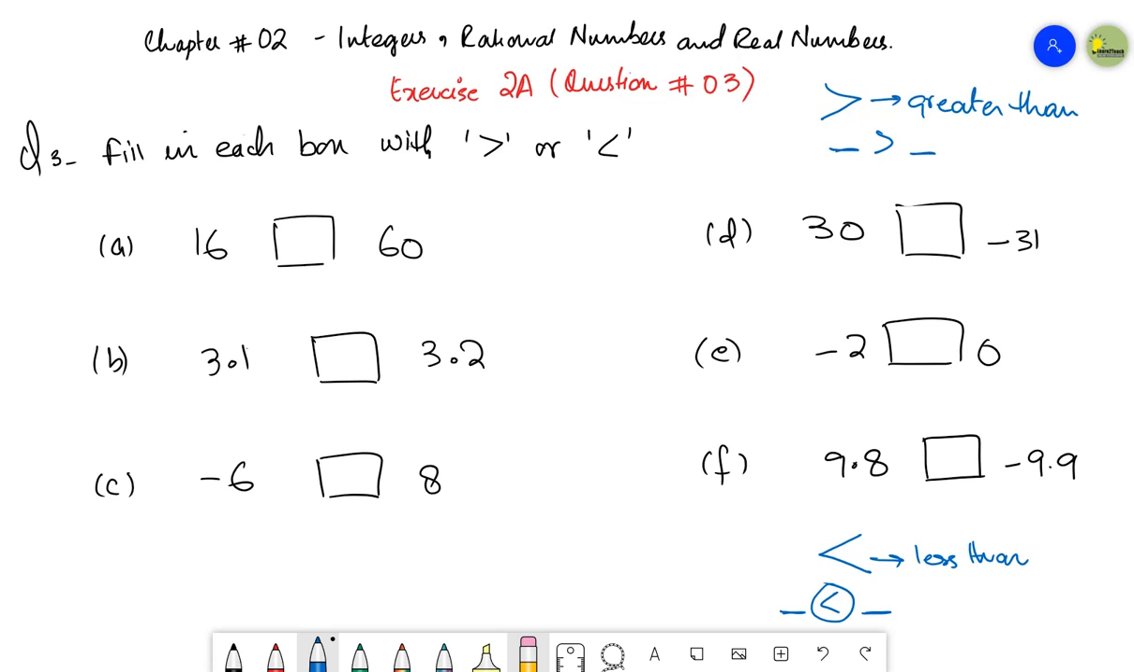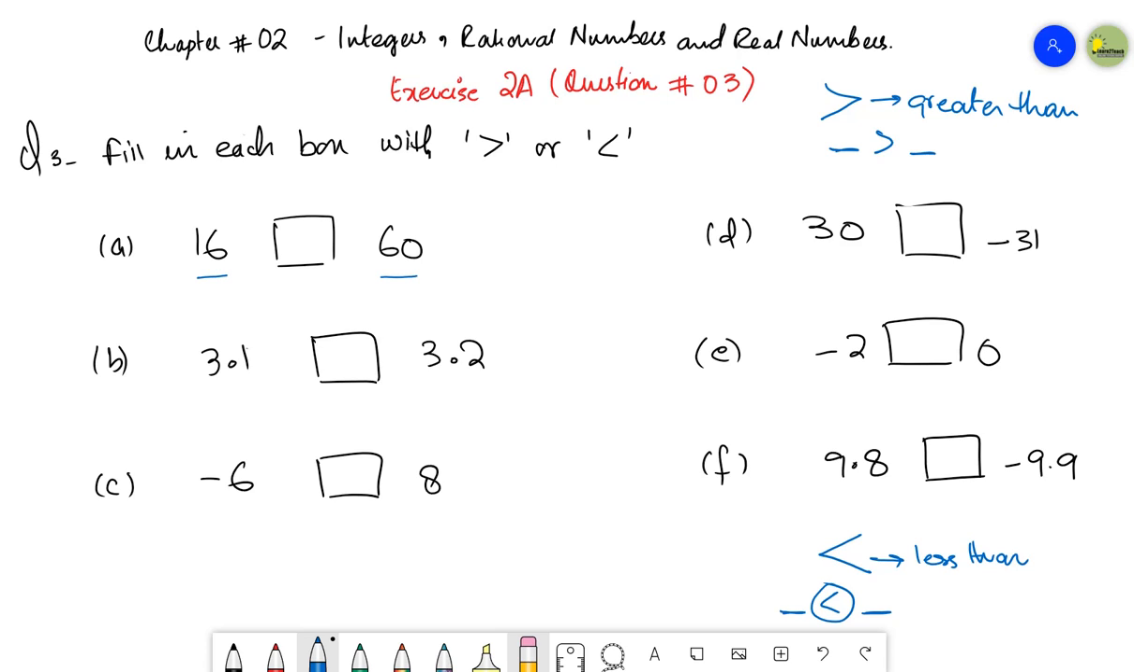So in this question, we have been given six different parts. In each of these parts, we need to tell which number is greater than the other one and which number is smaller than the other one. Basically, we need to compare the two numbers with the following symbols. Now, starting from part A, I have given two numbers, 16 and 60.